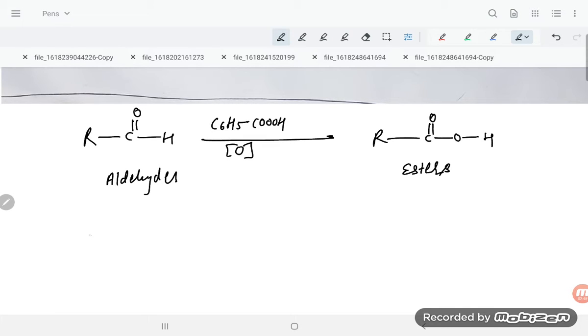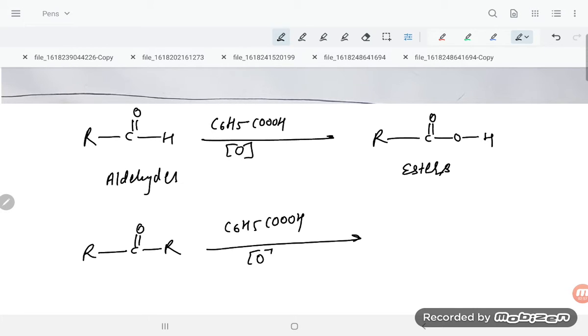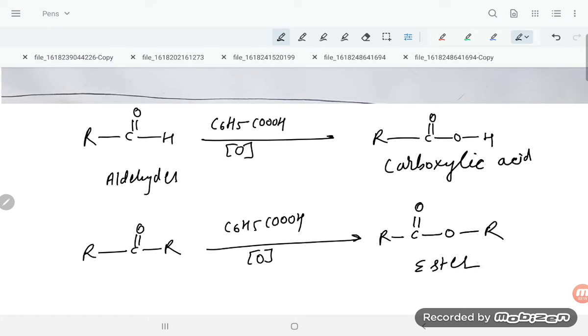Now the second point, if you are taking the ketone, R C double bond O and R, and here you also have C6H5 C triple OH organic per acid, it is going to convert into the ester. The earlier product is the carboxylic acid, not the ester. Aldehyde means carboxylic acid, and ketone means R C double bond O and OR. This is the ester that we have to keep in mind.